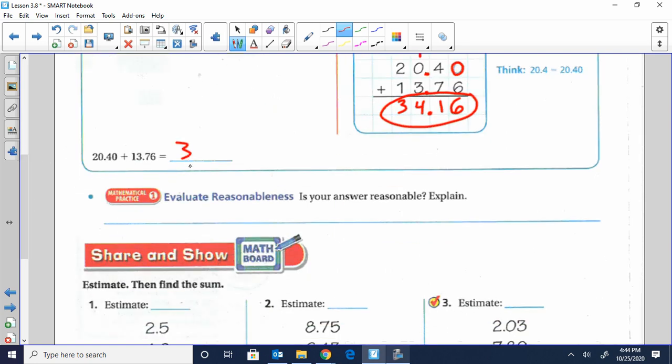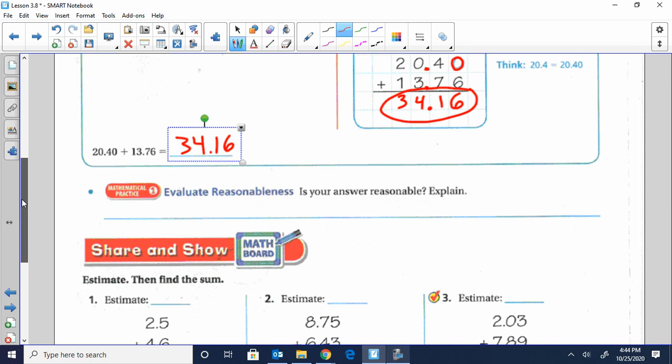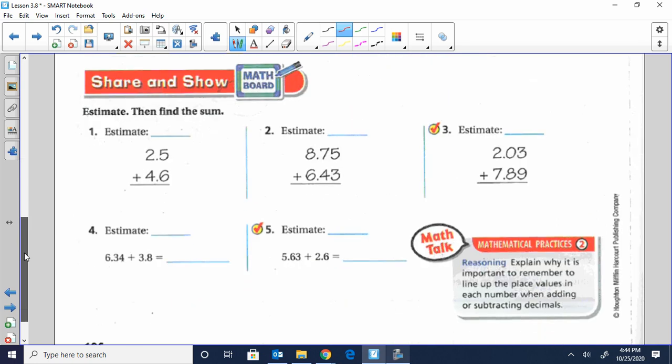Go ahead and write our answer in 34 and 1600ths. Looking down at the share and show, the first question, again, we're not going to estimate, so you can go ahead and cross that off on your homework tonight as well. You're more than welcome to estimate if you would like, just to see if your answer is reasonable, but we're not going to require it.